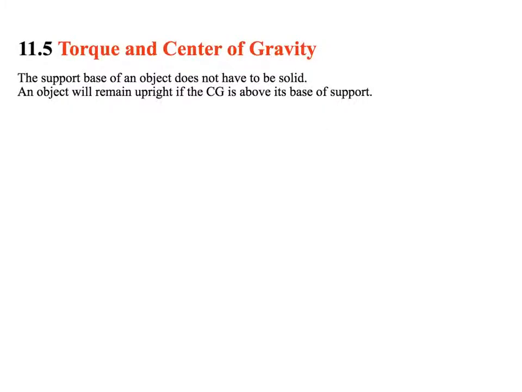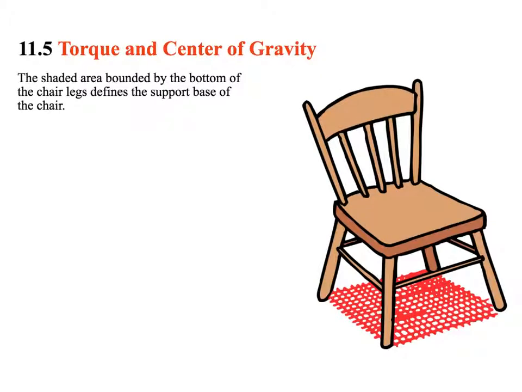The support base of an object does not have to be solid. An object will remain upright if the center of gravity is above its base of support. The shaded area bound by the bottom of the chair defines the support base of the chair.